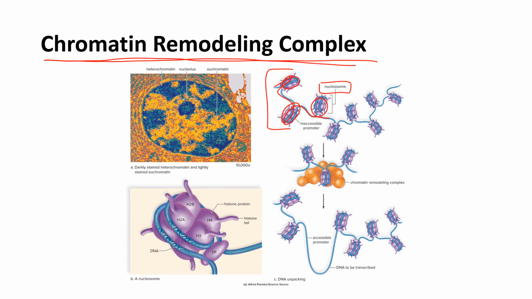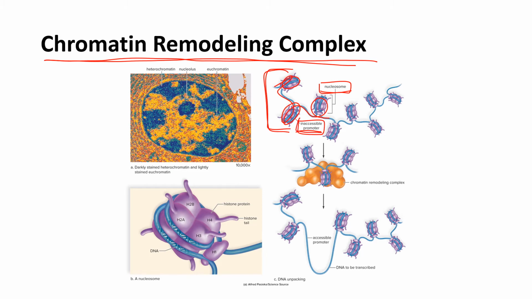And when the DNA is wrapped tightly around those histones, when you have a lot of nucleosomes, then the promoters in the DNA are inaccessible. The RNA polymerase cannot get in and bind to them, so if you can't have the RNA polymerase binding to the promoters, there's going to be no gene expression.